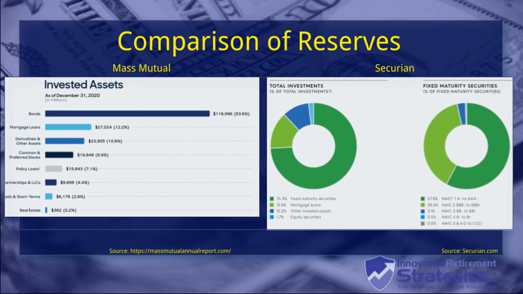In the case of Securian, you can see that their bond holdings make up about 74% of the total holdings. So about 3/4 of the holdings are bonds. And then the pie chart to the side of that actually shows you the breakdown of the quality of those bonds within those bond holdings. So if 75% of the holdings are bonds, that means that there's only 25% invested in other assets such as mortgage loans and other types of securities.